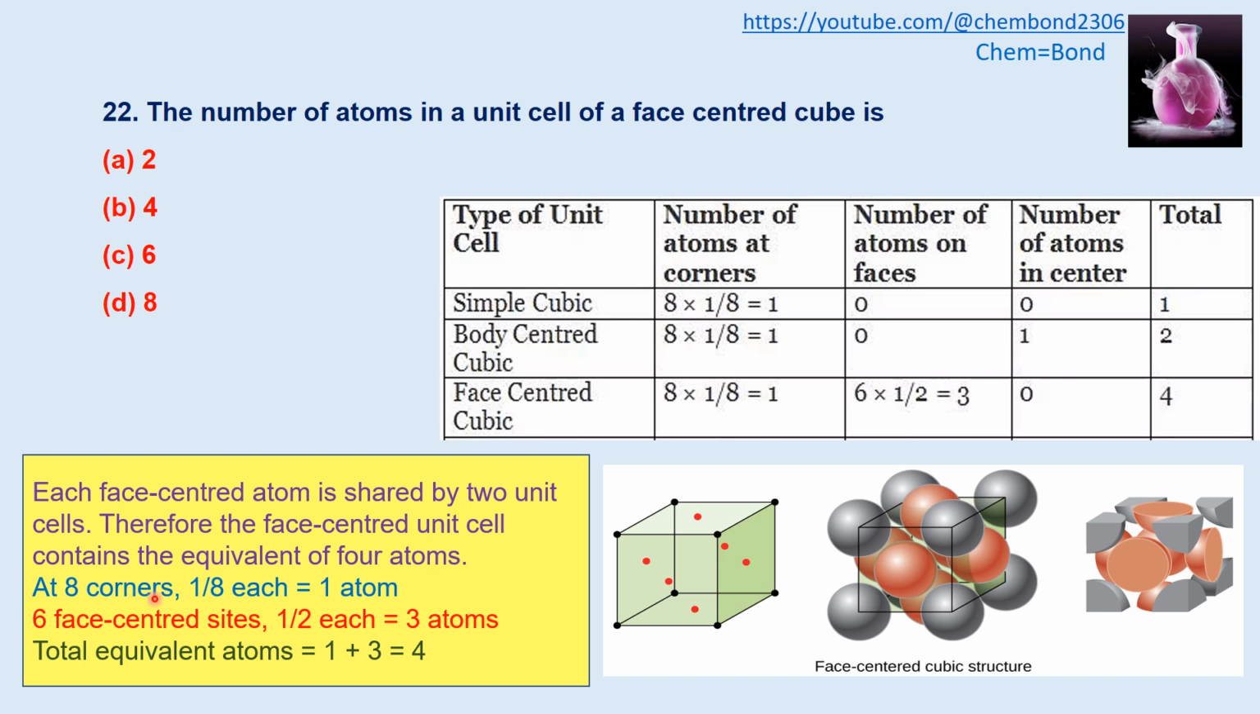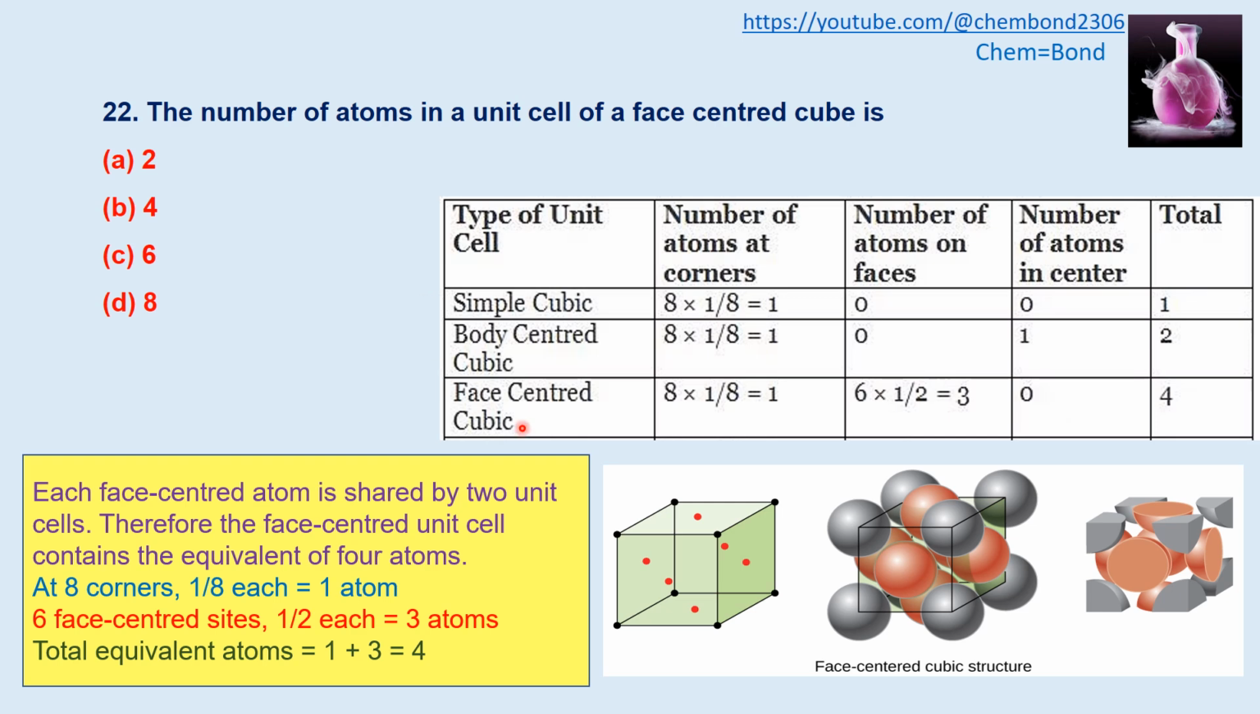At 8 corners, 1 by 8 of each will produce 1 atom. So 8 multiplied by 1 by 8 will produce 1 atom. 6 faces are present in the cube, and each face atom is shared by 2 unit cells, which means each face will be divided by 2 and it will produce 3 atoms. So 3 plus 1 will produce 4 equivalent atoms.